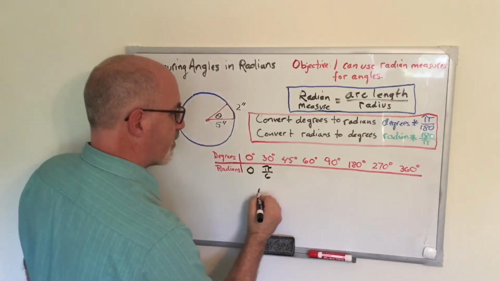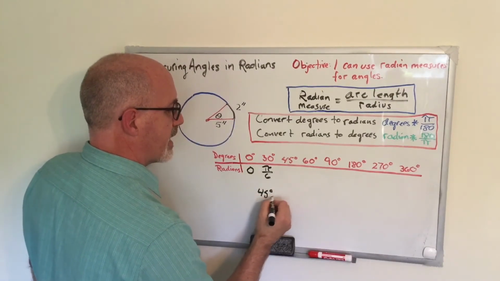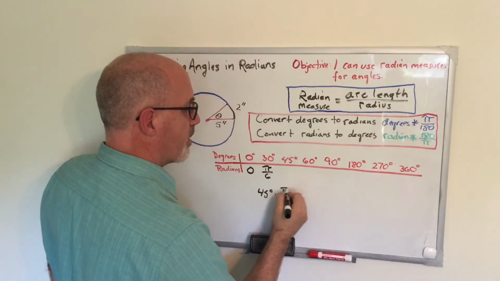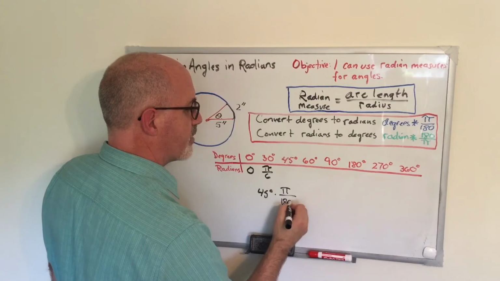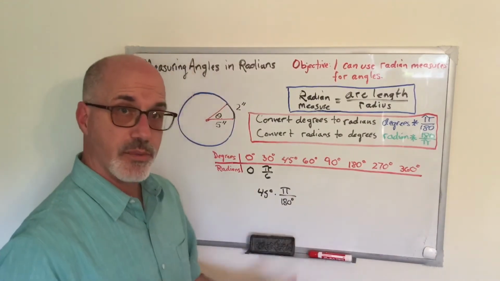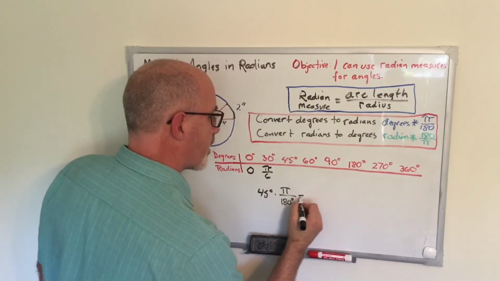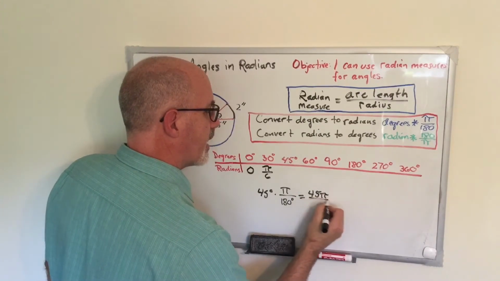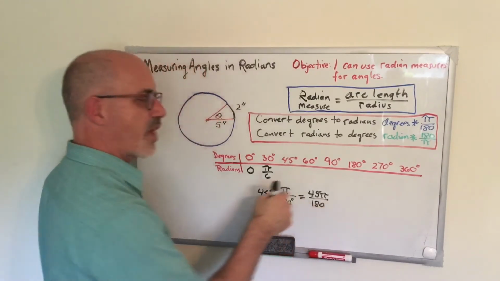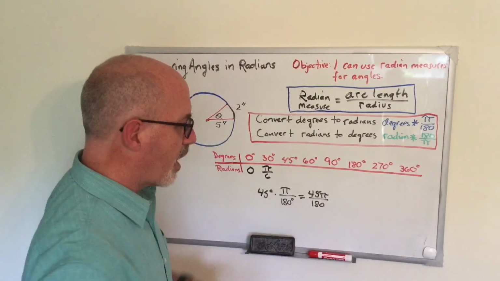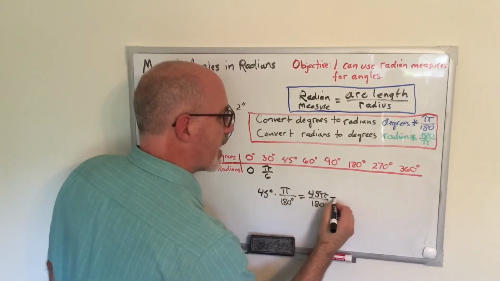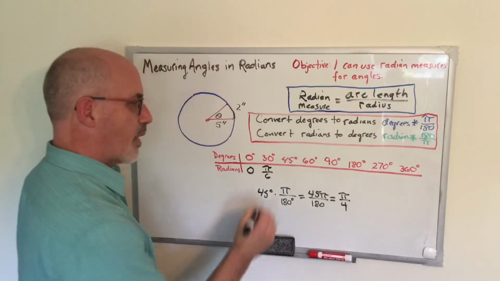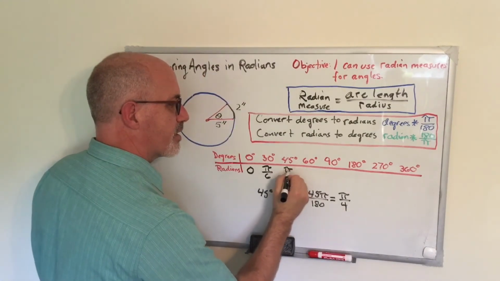Let's do 45. So 45 degrees times, and we're going to multiply it by pi over 180 degrees. Notice that the degrees now cancel out, so we have no units. We get 45 pi over 180. If we reduce this fraction, the 45 and the 180 reduce down, and that gives me just pi over 4. So I get pi over 4 for this measure here.